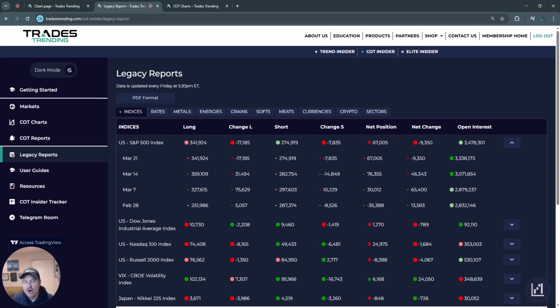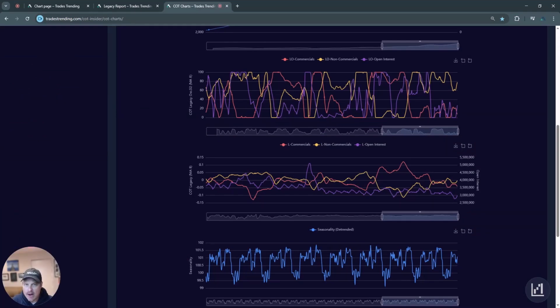And for those that don't have this data and this information, simply do not know and therefore do not have an edge. Remember, the main players in the markets are smart money, i.e. hedge funds, pension funds, central banks, what we call non-commercials. You have commercials, which are the hedgers, the producers, the processors, and then you have retail traders, or what we call the dumb money.